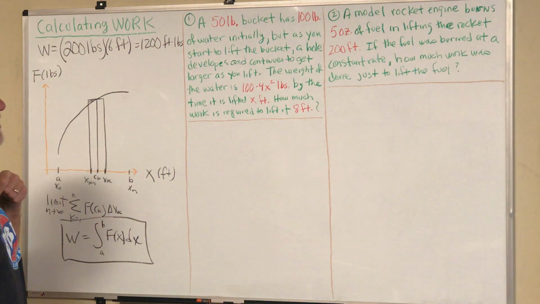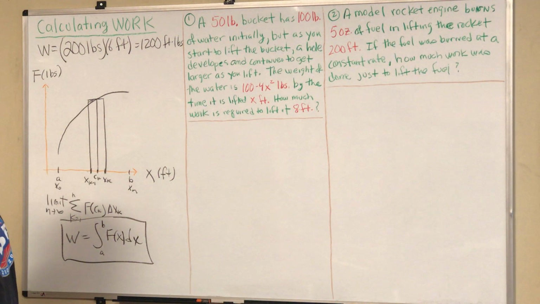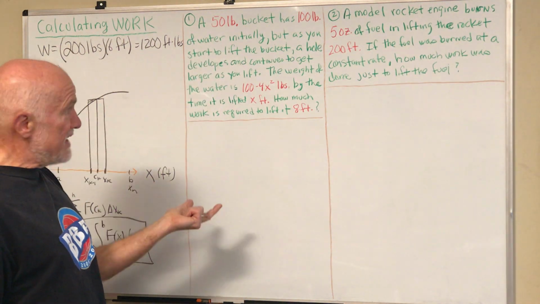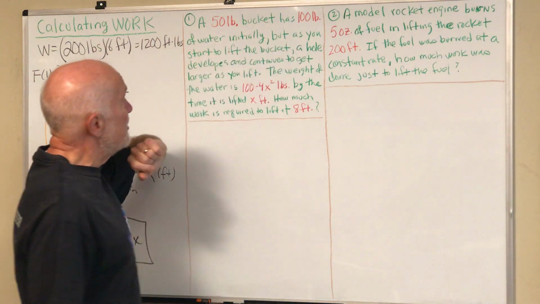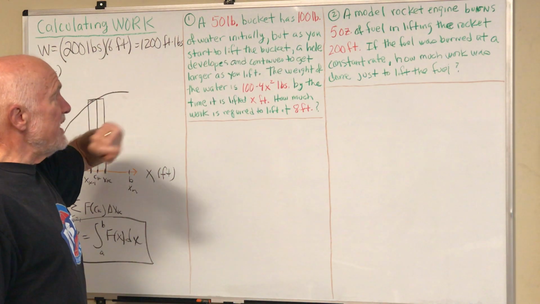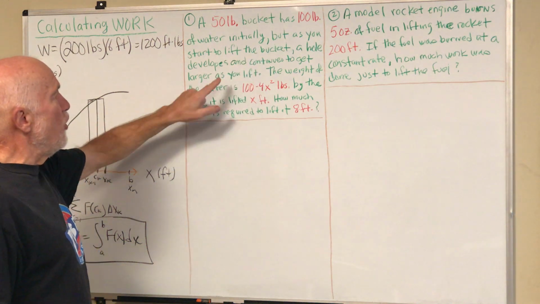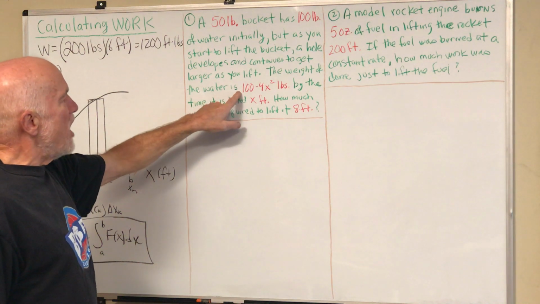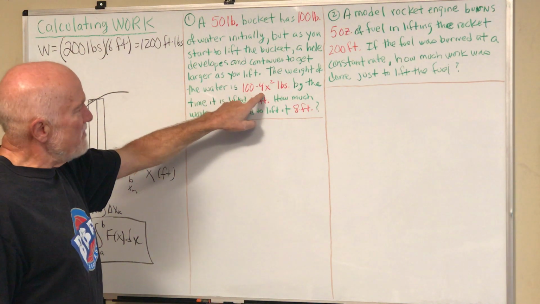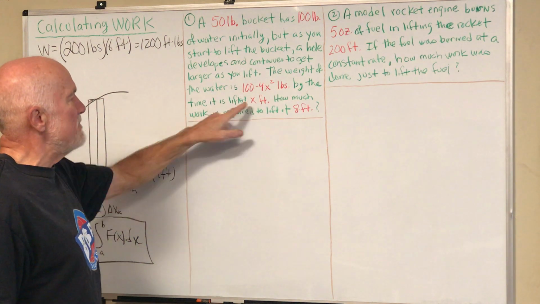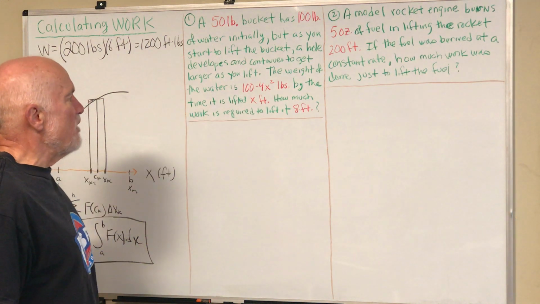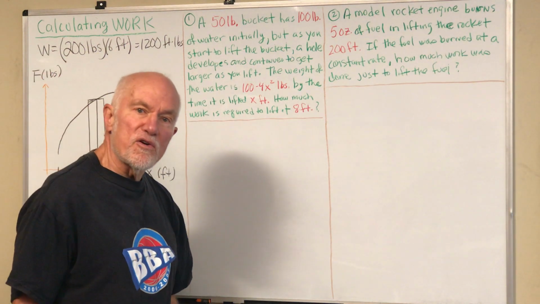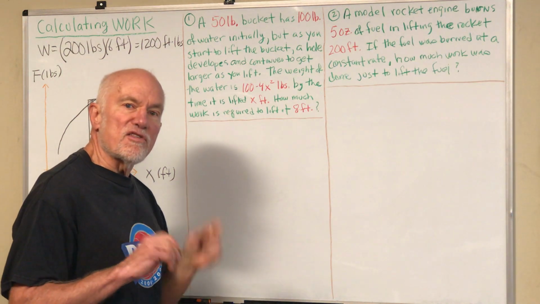So now that we've got a formula, let's try a few problems. So a 50-pound bucket, so that's how much the bucket weighs just by itself, has 100 pounds of water initially. But as you start to lift the bucket, a hole develops and continues to get larger as you lift, so that the weight of water is 100 minus 4x squared pounds by the time it's lifted x feet. And they want to know how much work would be required to lift it 8 feet. So this is a little bit harder than me just lifting that bucket because the force is changing.